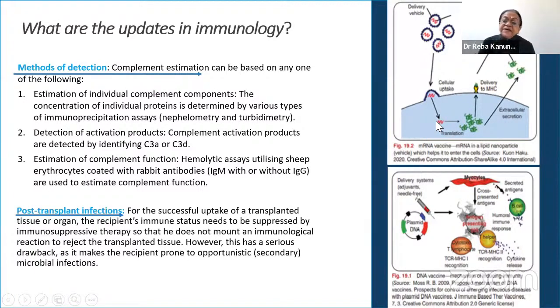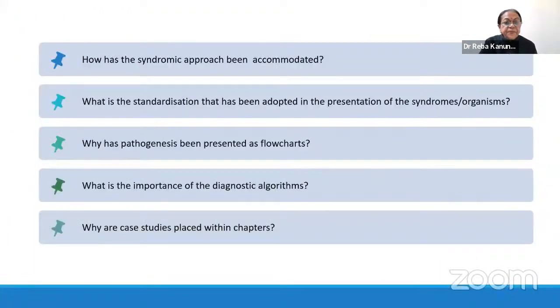We've also added diagrammatic representations of the DNA vaccines and RNA vaccines, which are newer concepts, which the undergraduate student needs to know because of this recent advent of COVID. A lot of discussion went on as to the mRNA vaccines. So how do these mRNA vaccines act? And so the book also has a little diagrammatic representation for easier understanding of the action of these vaccines.